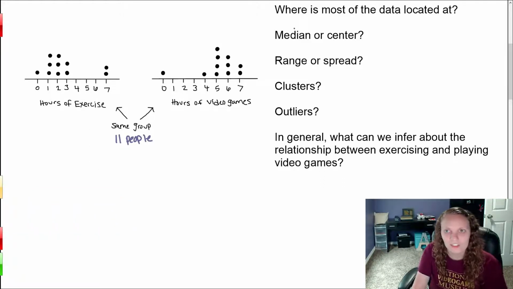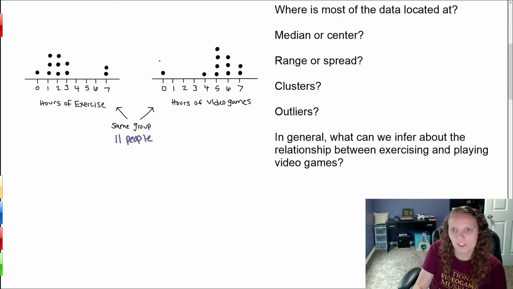Okay, let's look at the first one. Where is most of the data located? So most of the data for exercise, I would say, is from 0 to 3. That's where most of it is located. So for exercise, most people said that we exercise from 0 to 3 hours.